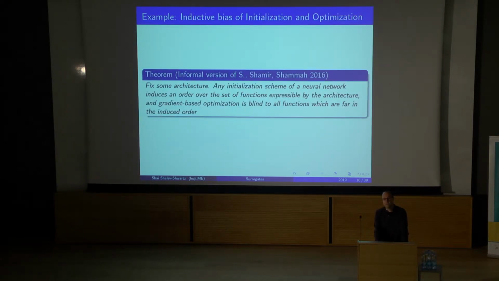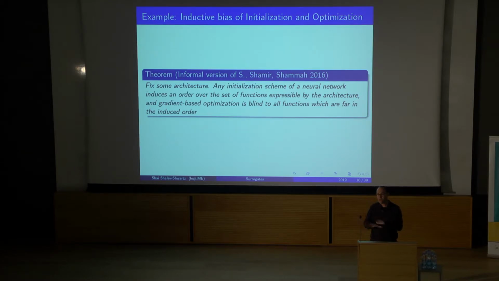And just to show you that, unlike other things in machine learning, in neural networks the inductive bias is not just a function of the hypothesis class that we use. It is also a function of the initialization schemes and of the specific algorithms that we're using. So here's an informal version of a theorem from a paper by myself, Ohad Shamir, and Shaked Shammah. You can fix some architecture of a neural network. And then the theorem tells you that for any initialization scheme of a neural network, so you decide on the initialization scheme for the weights, this initialization scheme induces an order over the set of functions that can be expressed by the same architecture.